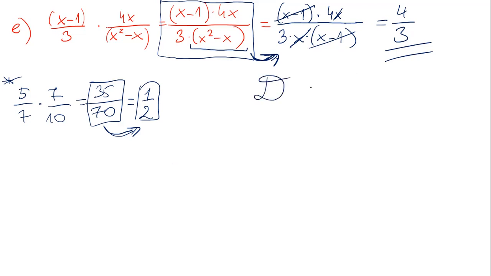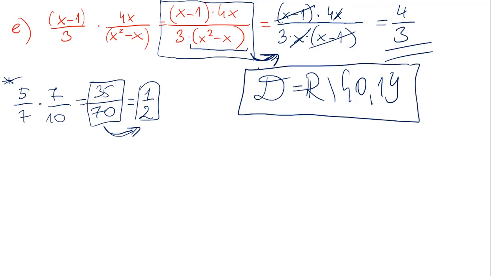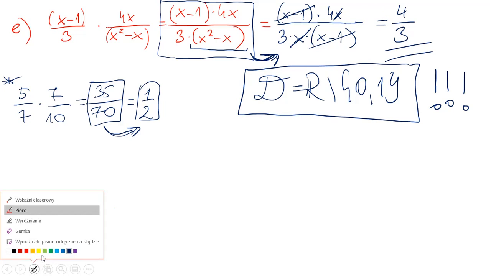Of course, we need to put the domain to be able to do all this. We have to exclude which numbers? Let's look here. We have to get rid of 0 and 1 to make sure we don't have 0 in the bottom. So that's very important. Let's put an exclamation mark just to remember about the domain. It's very important to put the domain in algebraic fractions.